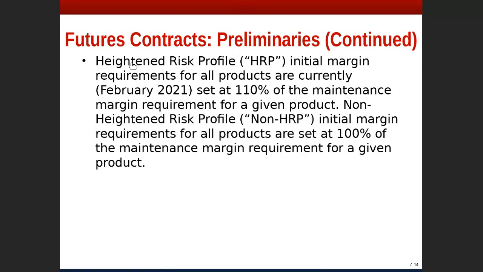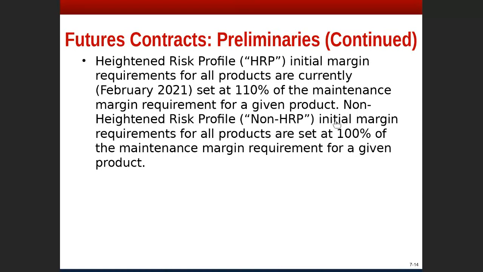Now, this is the concept of heightened risk profile, which I mentioned earlier, or HRP, as it is known in the profession. Heightened risk profile initial margin requirements for all products are currently, as of February 2021, set at 110% of the maintenance margin requirement for a given product.